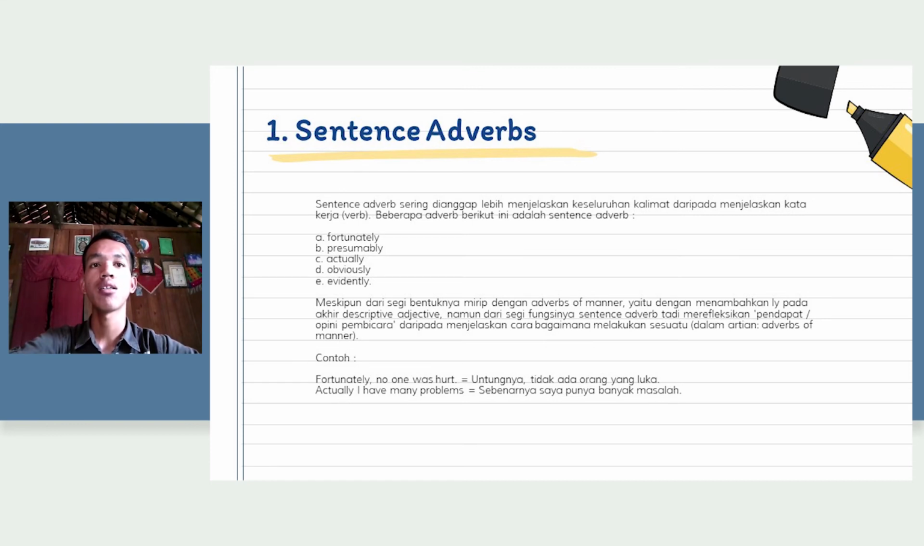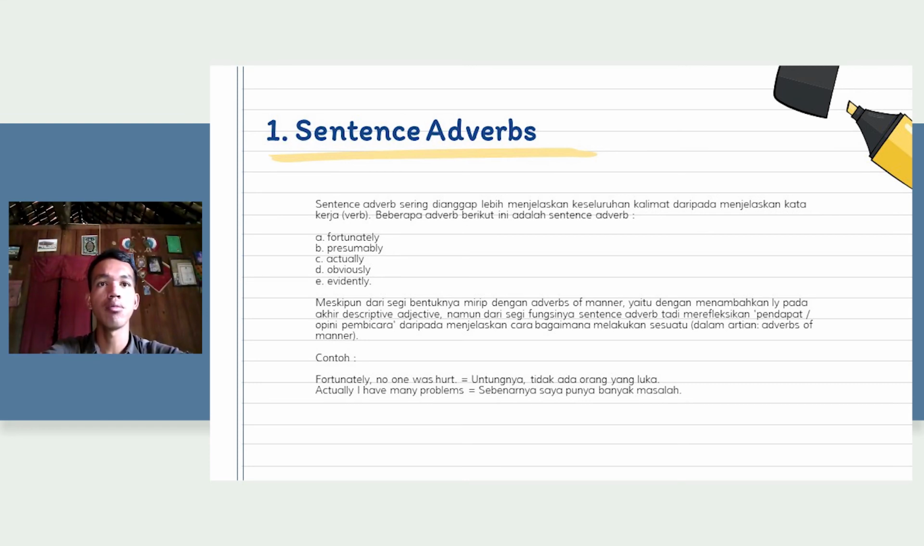Sentence adverbs are often used to describe a whole sentence more than they describe a verb. The following adverbs are fortunately, presumably, actually, obviously, and evidently.